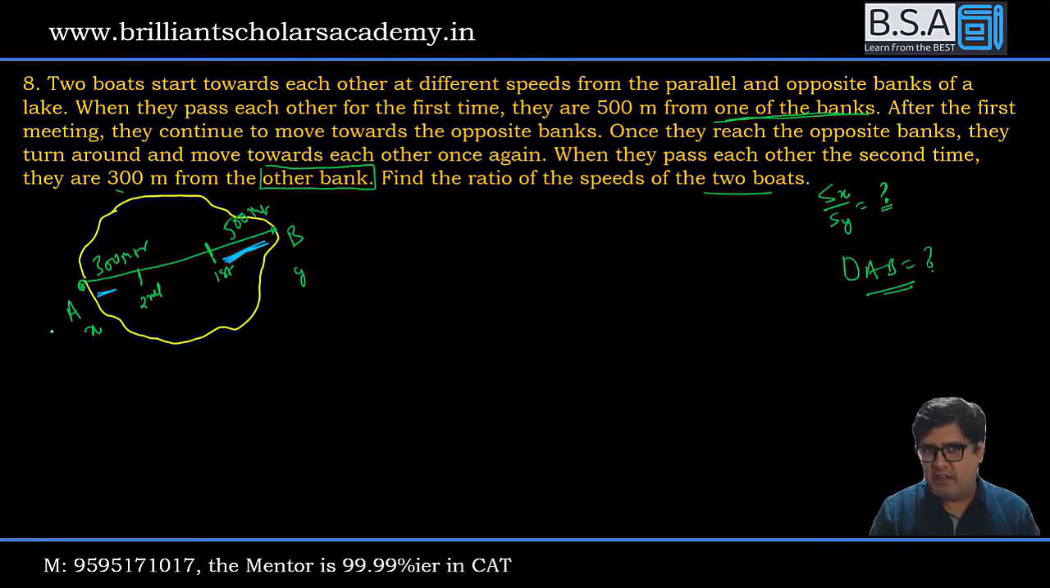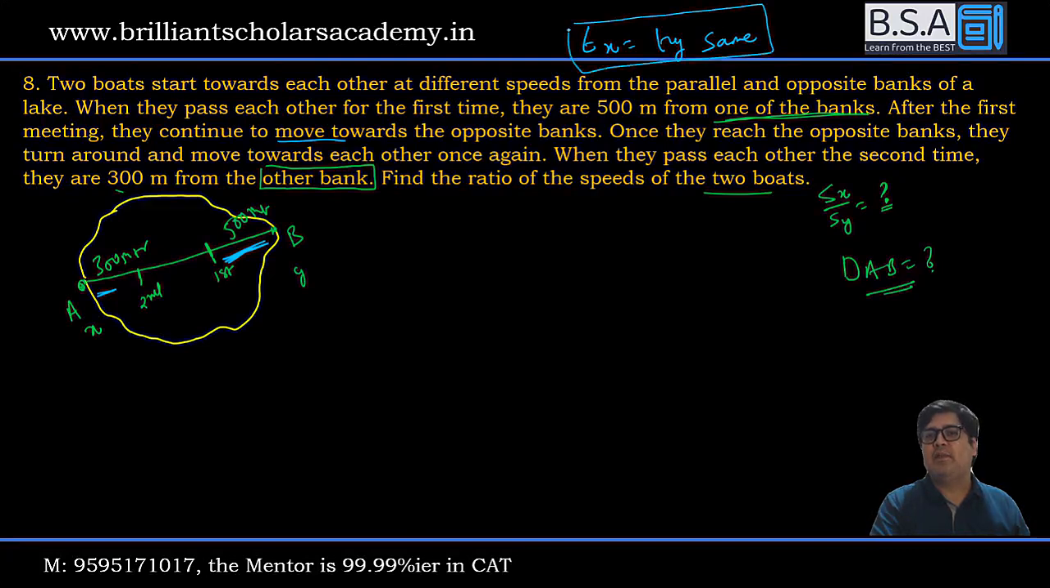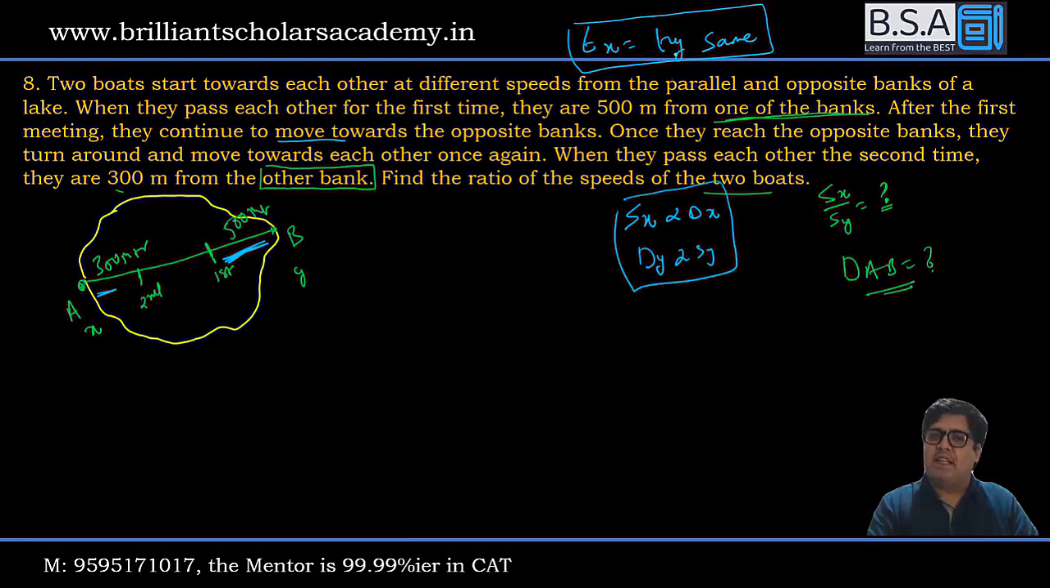So how does the derivation go? One thing is clear. They start moving towards each other at the same time and they continue to go around. So the total time given to boat X and total time given to boat Y will be the same. If the time is the same at any given instant, their speeds will represent their distances, or their distances will represent their speeds, because time is the same, speed and distance become proportional.